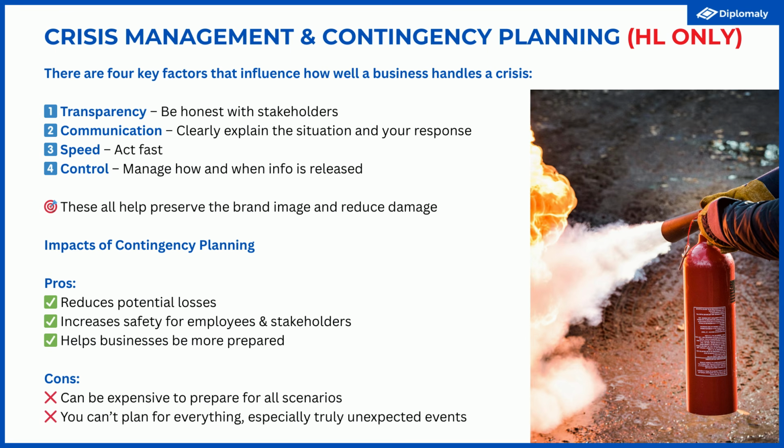There are 4 factors that influence how well a business handles a crisis. They are transparency, which is honesty with stakeholders; communication, which is clearly explaining what has happened and the steps that the business is going to take to respond; speed, so having a prompt response; and control, which is deciding how and when information gets out. All of these factors aim to primarily preserve brand image.